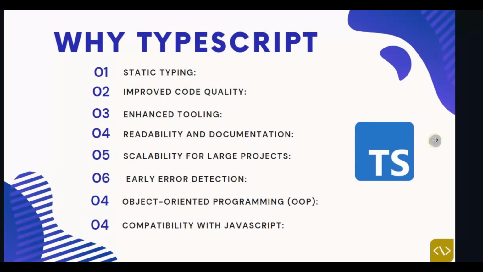If I talk about static typing, that means TypeScript introduced static typing, which allows developers to specify the type of variable, function parameter and return type. That means it helps to catch errors early during development. And if I talk about code quality, that means once you get your early errors, you can improve your code in such a way that during development or production you will not face any issue with your code quality.